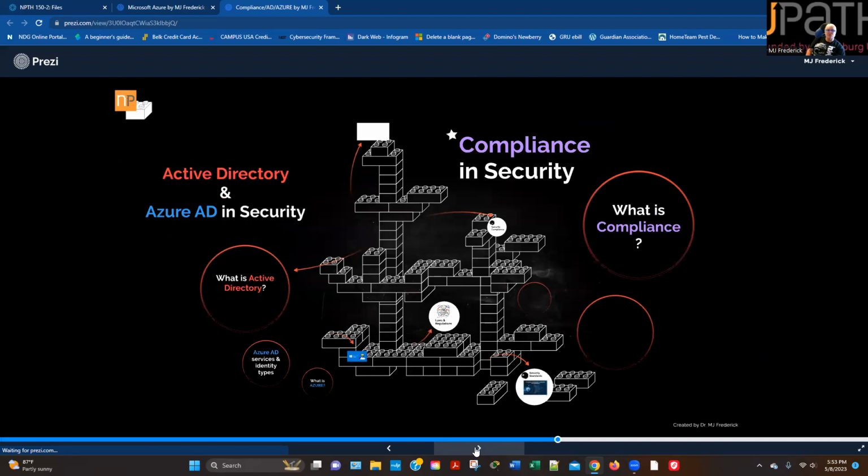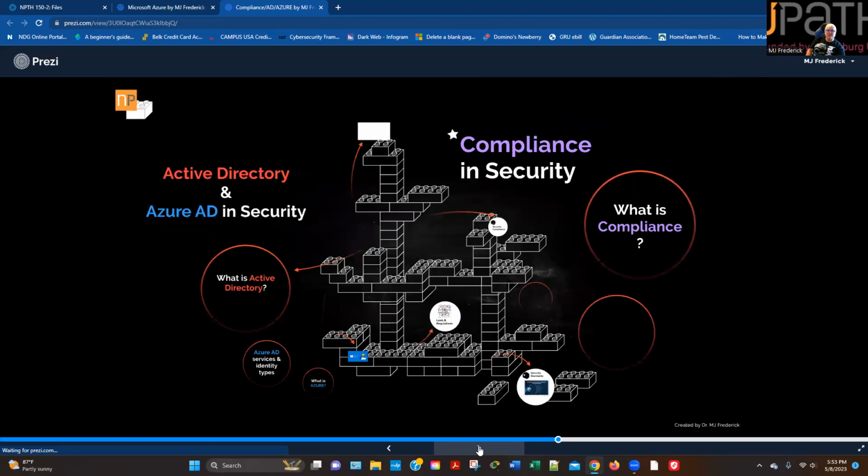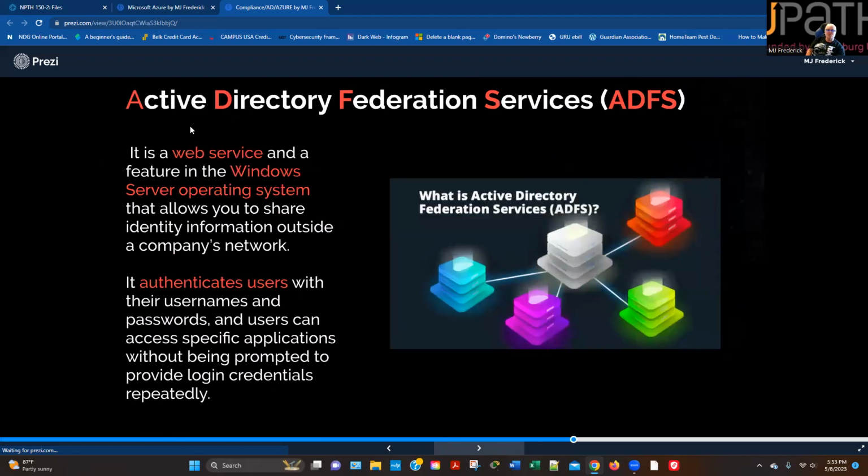Okay. And then if you want more information regarding Active Directory, you can continue going into there about Active Directory Federation Services. As a matter of fact, I'm going to go ahead and go through that now. I know it's a little bit long. This is a web service. Remember, again, it's a web service because what we're doing is through the internet. It's a web service and is a feature in Windows Server operating systems that allows you to share identity information outside a company's network.